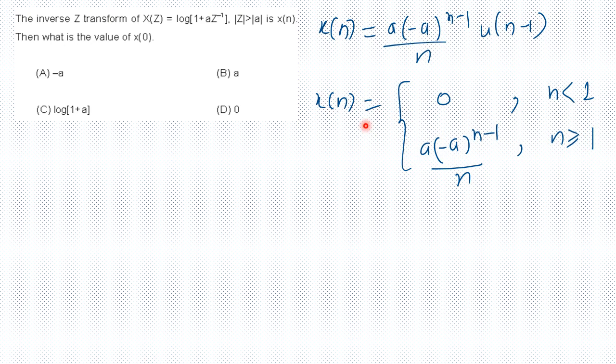x of n is given by this expression, and it is 0 for n less than 1, and it is a times minus a power n minus 1 over n for n more than or equal to 1. In our case he's asking what is the value at n equal to 0, which is less than 1, so it is equal to 0. So the answer for this question is D. This is how you need to proceed for a problem involving log. Thanks for watching.